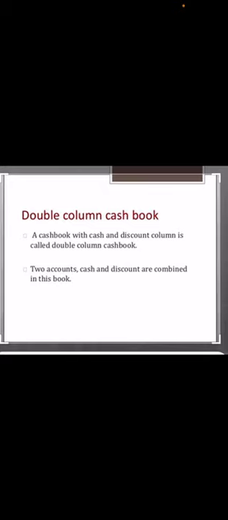Students, in our last accountancy class, we learned what a single column cash book is. Today, inshallah, we will see the double column cash book. Now, what is this double column cash book? In this type of cash book, there are two columns of amount on each side of the cash book.